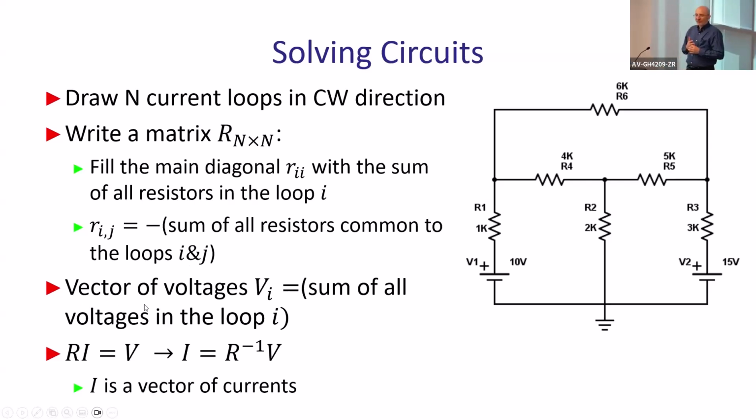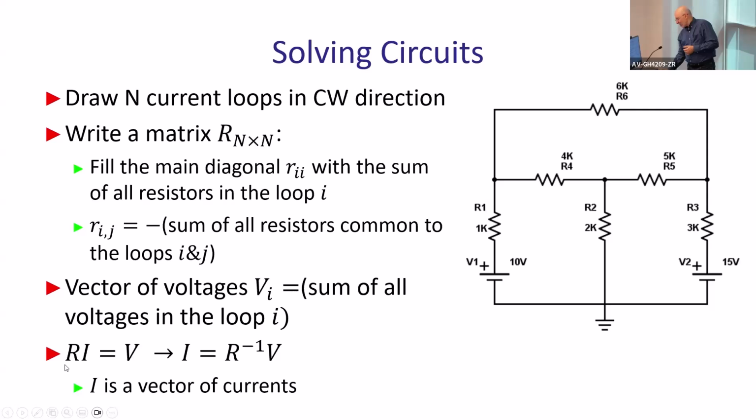And then you need to write also a vector of voltages. For each loop, you will have all kinds of sources, all kinds of voltages in the loop. If they're going with the direction of the arrow of the current loop, then you write them as plus voltage. If they go against the direction of the current, then you write them as minus voltage. And you put them in vector B for each loop, the sum of all of the voltages in the loop. So it depends on the orientation of the battery in the loop. Again, we will see an example.